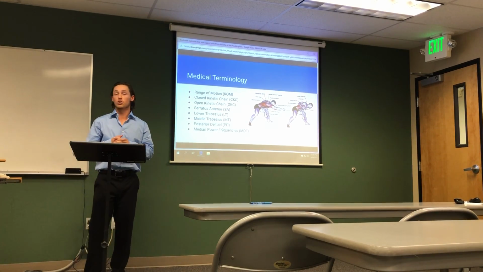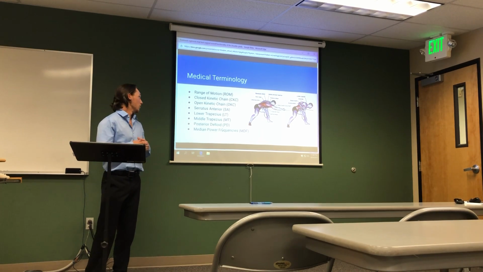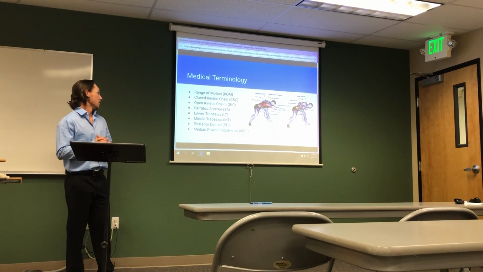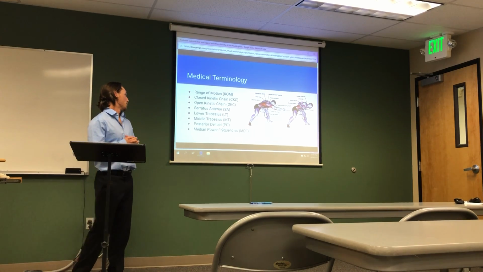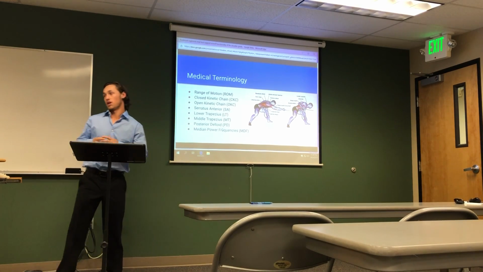A little medical terminology we need to know: range of motion, which is just abbreviated as ROM, open and closed kinetic chain exercises, which we'll be talking about later. Those are abbreviated as OKC and CKC. And there are a few muscles we need to note: serratus anterior, lower trap, middle trap, posterior deltoid. Kind of what we'll be talking about most today.